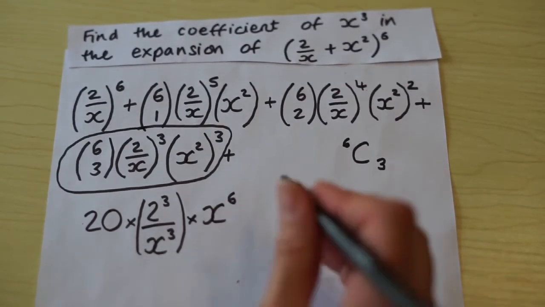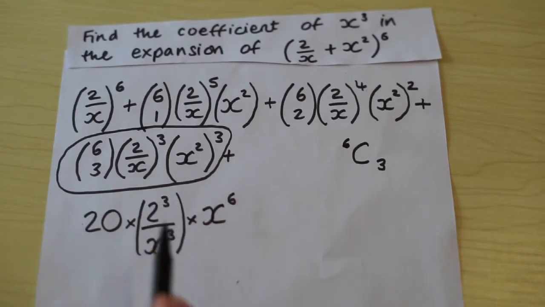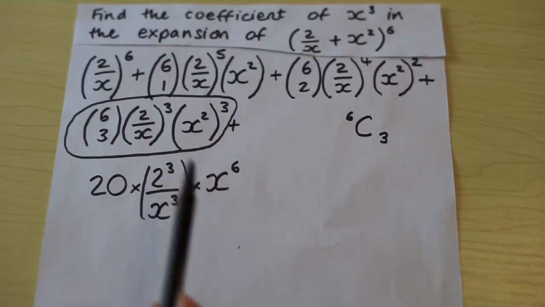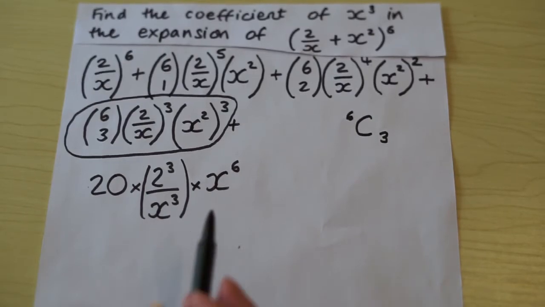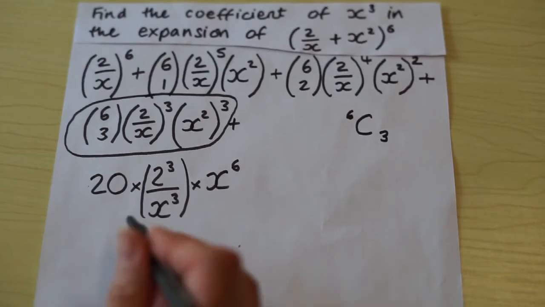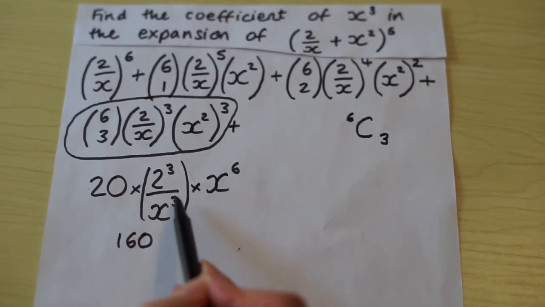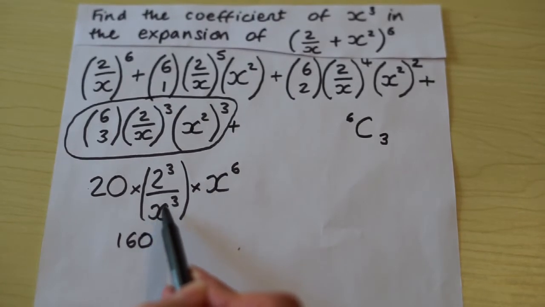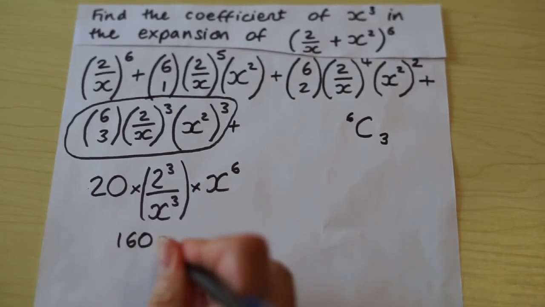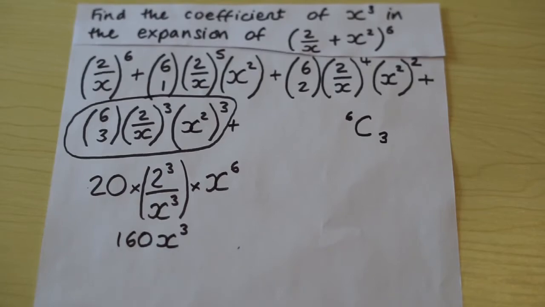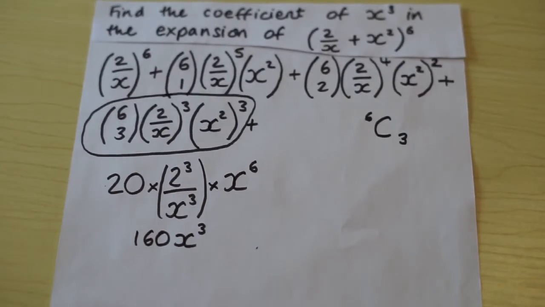So we're getting closer to simplifying this term. We know that 2 to the power 3 is 8. And 8 times 20 is 160. So let's write 160 down. We know that x to the power 6 divided by x to the power 3 gives x to the power 3, so that's that term simplified. So the answer to the question is 160. That's the coefficient of the x cubed term in this expansion.